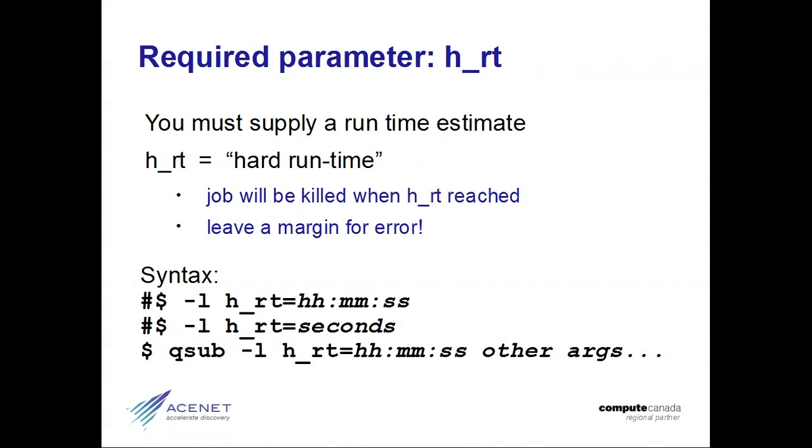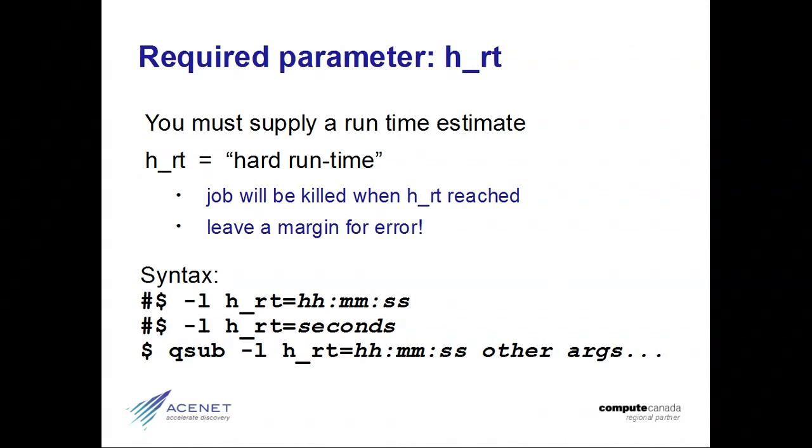CPU cores, runtime, and memory are the three main things. CPU cores default to 1. I'll show you how to ask for more in a moment. Runtime has no default. This is a policy decision we made at ACENET, and it's reflected in a number of other places outside ACENET as well. You have to tell us something about how long you expect the job to run.